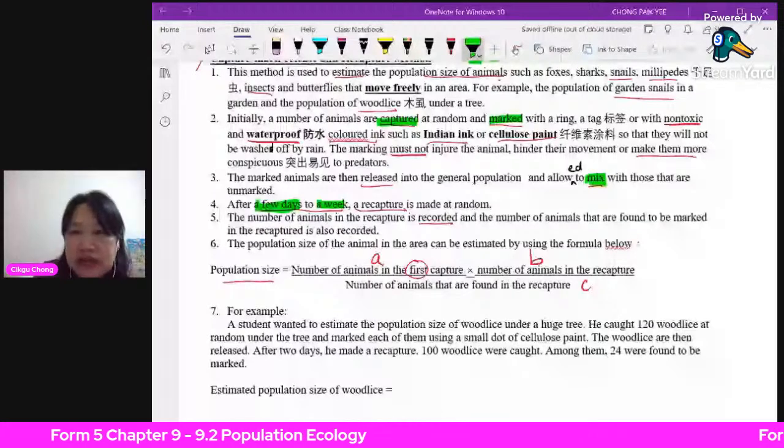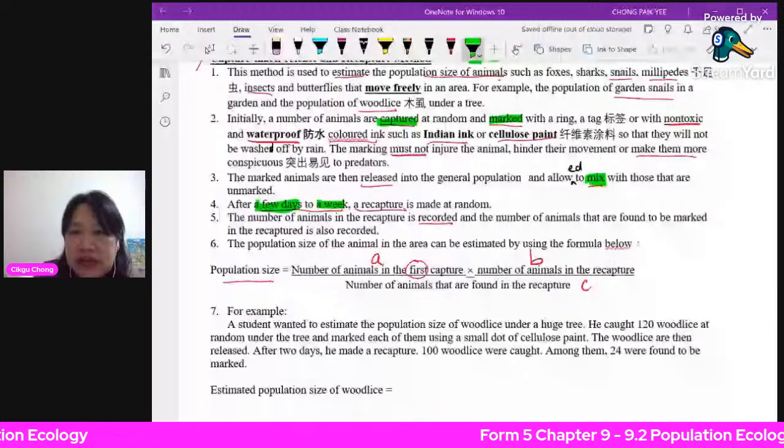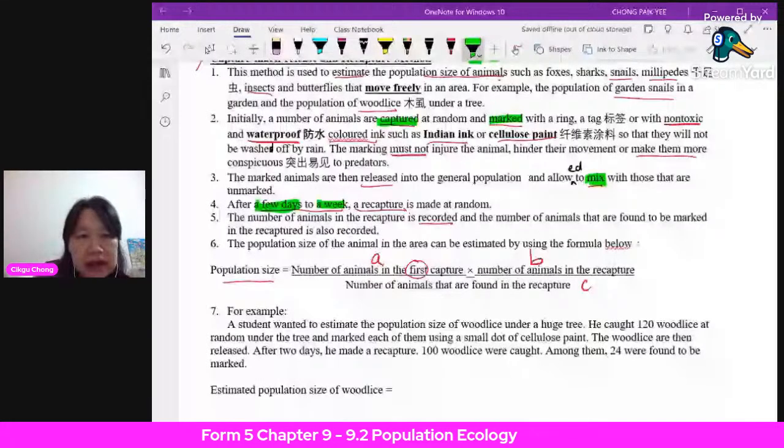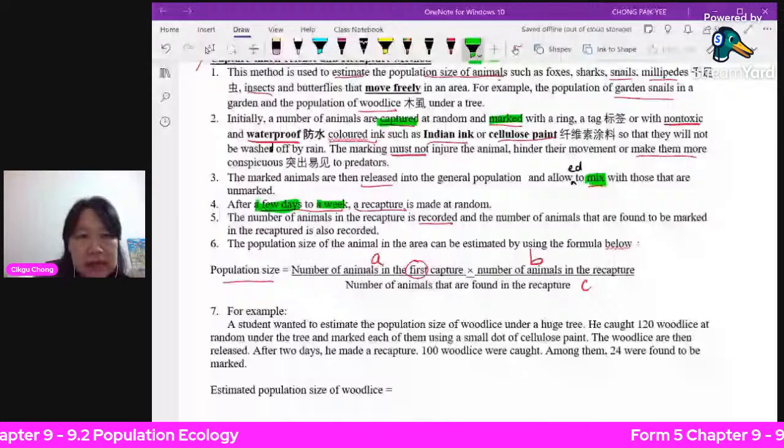Okay, so here, let's say I don't highlight. You just circle it. 120. This is your first capture. This is A. Put 120 as your A. Okay, and then they mark each one. They mark the 120 using a small dot of cellulose paint. After that, the woodlice are released. After 2 days, he made a recapture.